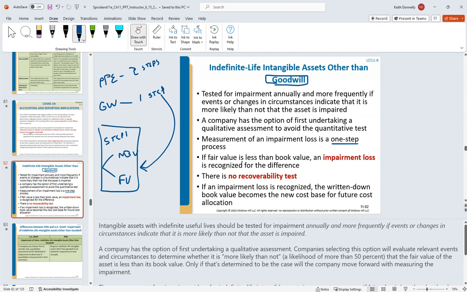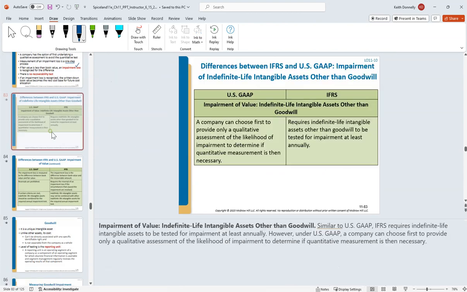If the fair value is less than the net book value, so maybe let's just say this is 80, this is 100, it's less. Well, then, hey, we have a loss. If it's not less, then we don't have a loss. You don't do anything. This is part of the problem, people just plug the numbers in and they don't think about it. Only if it's less do you have an impairment loss. So that's the idea there. You're going to write it down and it's going to become the new cost base for future allocation.